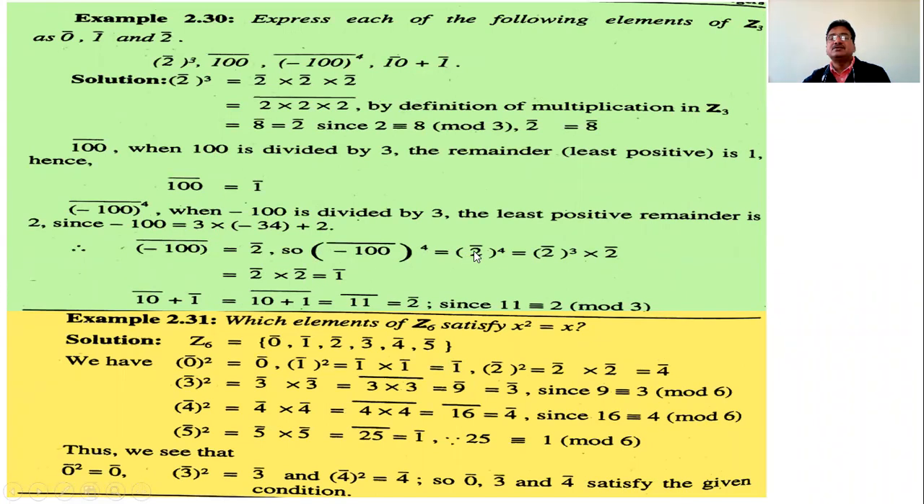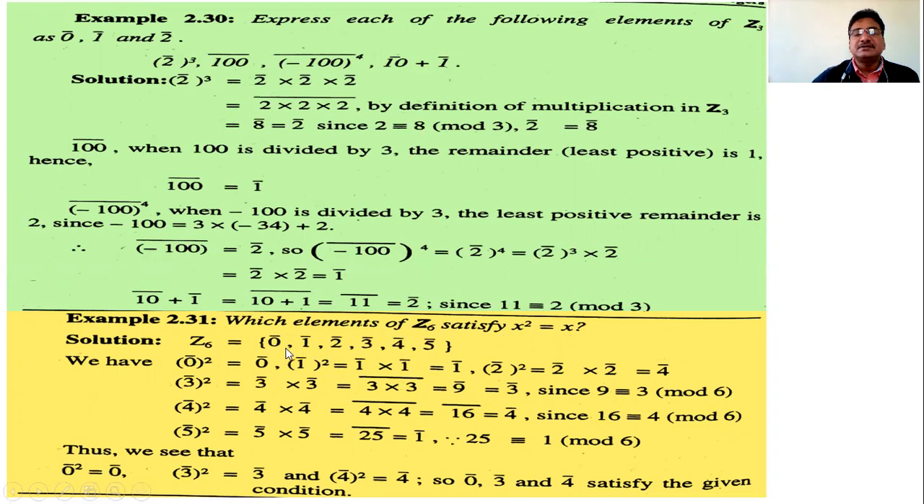And so minus 100 bar is 2 bar, and raised to 4 means 2 bar into 2 bar into 2 bar into 2 bar, 4 times, that is 16 bar. And what is 16 bar? 16 bar is 1 bar, because 3 fives are 15, plus 1 is the remainder. So minus 100 bar raised to 4 is 1 bar. Then 10 bar plus 1 bar is 11 bar, and 11 bar is 2 bar. If you divide 11 by 3, then 3 is the quotient and 2 is the remainder. So 2 bar.